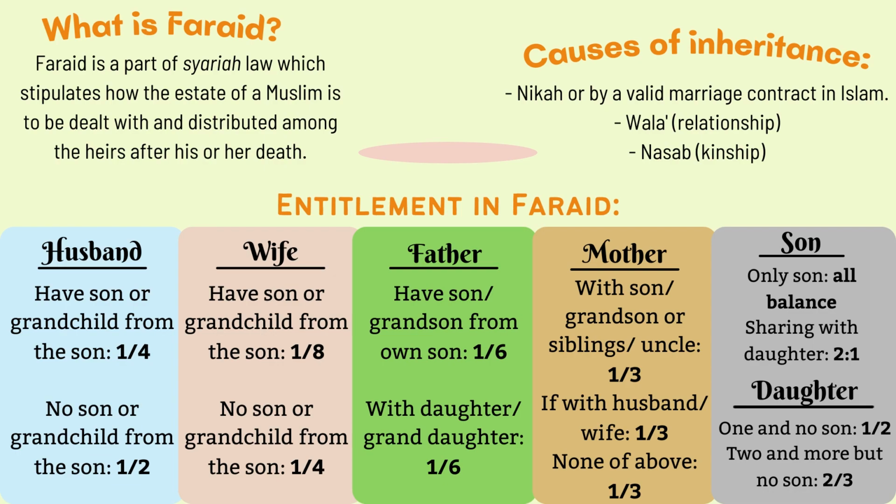Next, the father who has a son or grandson from own sons is entitled to 1/6, and if the father is with a daughter or granddaughter, he is entitled to 1/6 of faraid. The mother with a son and grandson or siblings or uncle is entitled to 1/3, and if the mother is with husband or wife, she is entitled to 1/3, and besides none of the above, the mother will also be entitled to 1/3 of faraid. For the son, if he is the only son, he will take all the remainder of faraid, and if the son is sharing with a daughter, the ratio is 2:1. For the daughter, if there is one and no son, she is entitled to 1/2, and if the daughters are 2 or more but no son, they are entitled to 2/3 of faraid.